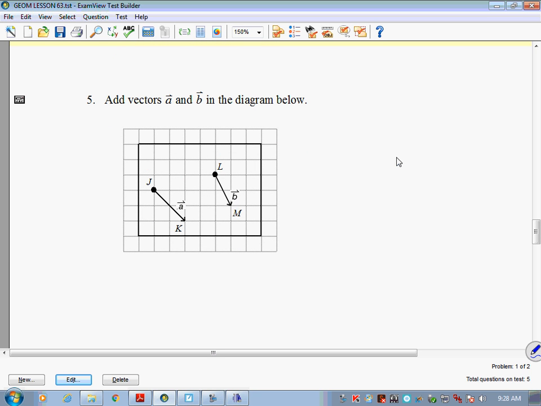All right, I think 5 is our last question. So this is what I'm going to do with question number 5. I'm going to stop the recording here. I want you guys to work out number 5 on your own. I'm going to walk around and see if you get the right answers.